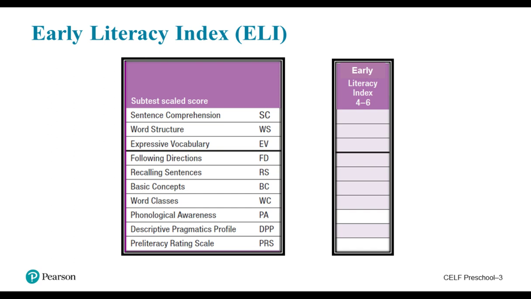The Early Literacy Index is a new index, although the two subtests that comprise it are not new to CELF Preschool. What is new is that standard scores are offered for both the Phonological Awareness test and the Preliteracy Rating Scale. Those two pieces will enable you to calculate a literacy index for children ages 4 through 6. For children below age 4, even though many 3-year-olds have some early literacy skills, we didn't find that consistently across the board, depending on the quantity and quality of children's pre-literacy experiences. So this particular index is only available for 4 to 6-year-olds.